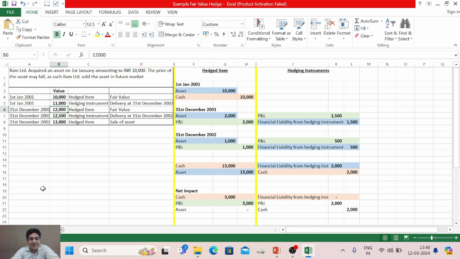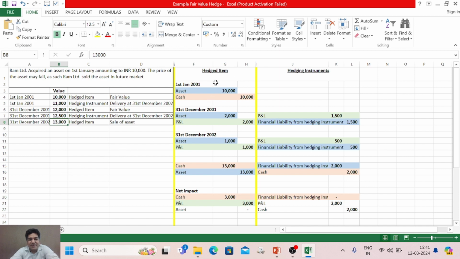Similarly, my fair value of the hedging instrument as on 1st January 2001 with a delivery at 31st December 2002 was 11,000. That is the fair future price for the delivery at the subsequent year. On 31st December 2001, the future price of the hedging instrument was 12,500. That is, there was a loss of 1,500 rupees. On 31st of December, because this asset was sold, the hedging instrument will have to be closed as well. So on the 31st of December 2002, the fair value was 13,000 rupees.